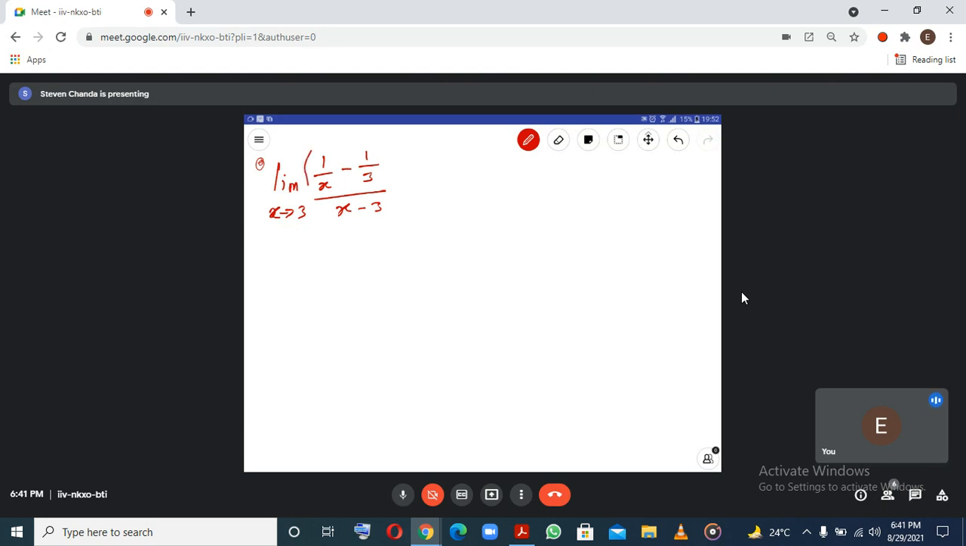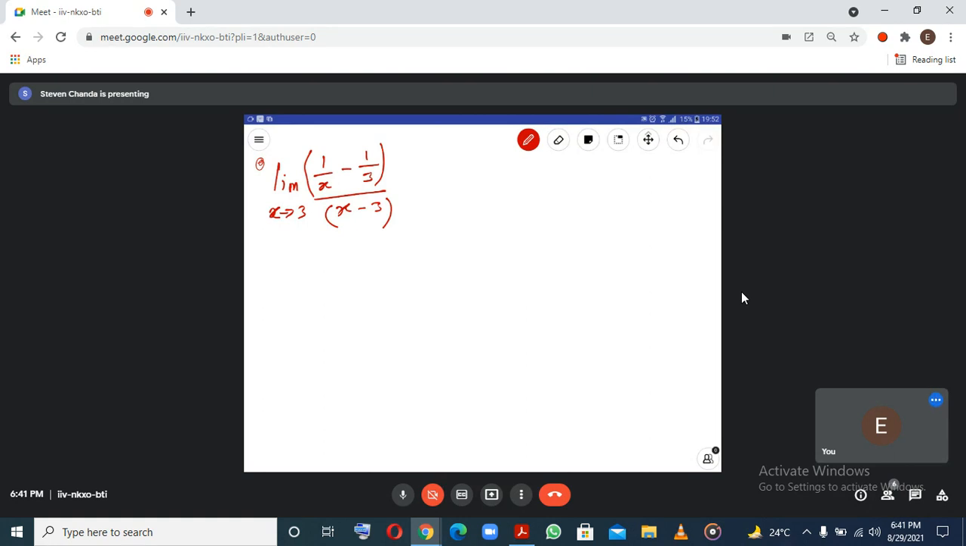So the numerator is that, the denominator is that. So again, you see we are having the same situation. If we try to plug in our 3 from the denominator, we're going to have something that is undefined. So then what do we do? We have to manipulate this. Now how do we manipulate it?